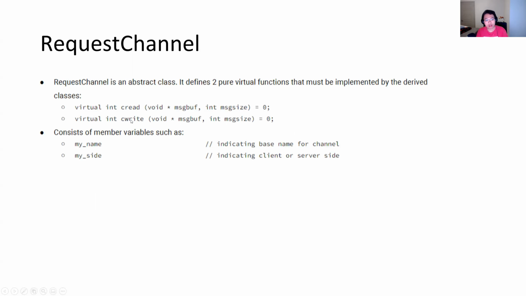So let's talk about request channel a little bit. In here, you have a few virtual functions, and then you have my name and my side. You want to put the name of the pipe in here, and then the side in here, and then you use it to create the C read and C write. That's quite simple. C read and C write are virtual, so you will adapt them in the inherited class, the child class, and override them with the actual relevant information based on the class itself. So that's it.